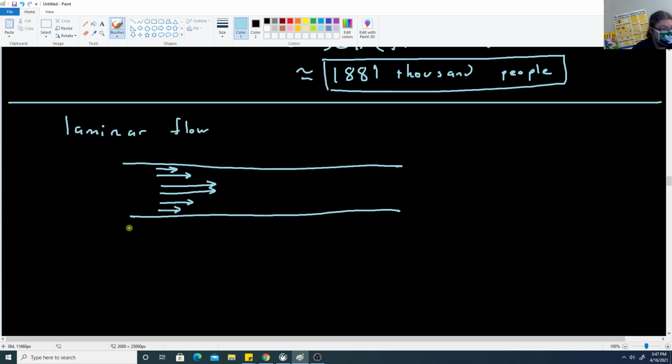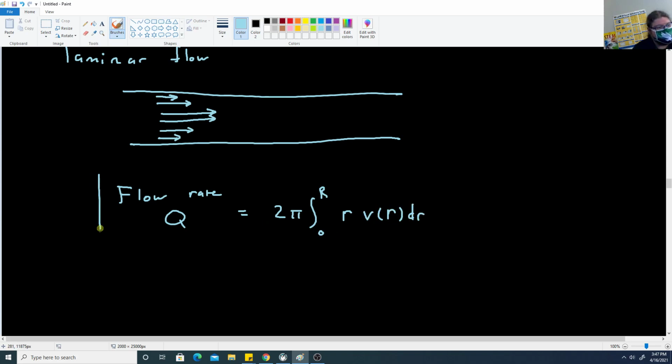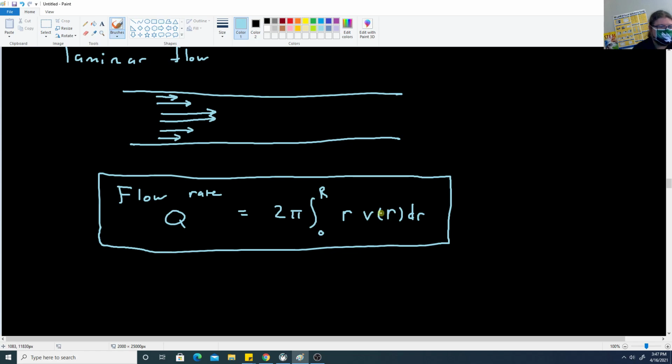So what we're going to do here is they give us a formula for this. So they tell us the flow rate. This is kind of the next example we're going to look at. They tell us the flow rate Q is going to equal 2 pi integral from 0 up to R of r times the velocity with respect to r, dr. So this has the same format as the radial density function, but instead of being population density, this is now velocities that depend on how far away from the center of the pipe you are.